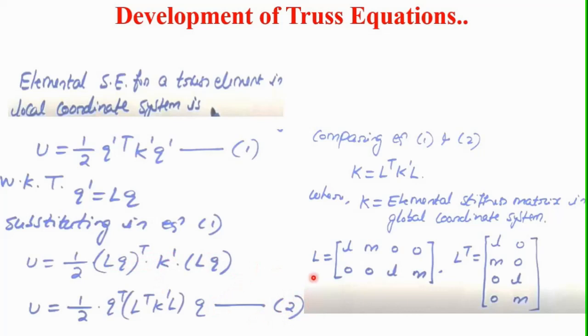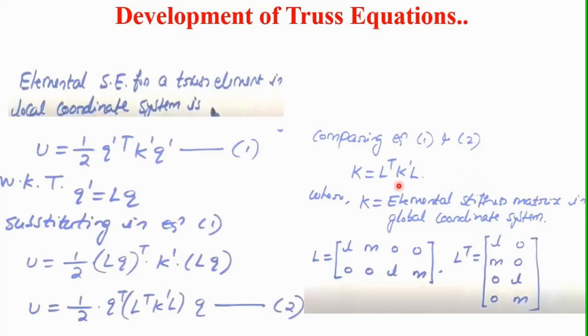Now by comparing equation number 1 and equation number 2, this one is the strain energy in the local coordinate system, and this is the strain energy in the global coordinate system. When we compare these two equations, we get K equals L transpose into K dash into L. Here K is nothing but the elemental stiffness matrix in the global coordinate system.